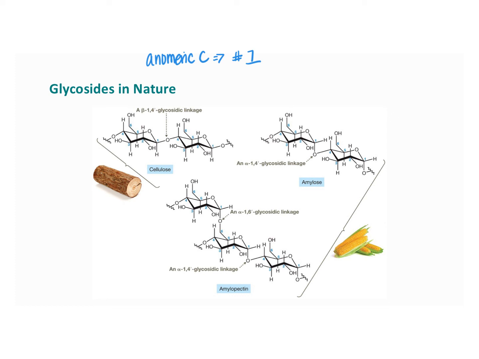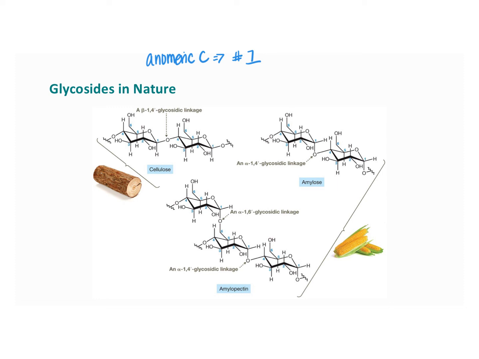Now, by contrast, amylose is a complex carbohydrate that makes up about 20% of starch, which, for example, is shown in corn, okay? And we see that the bonds here are alpha 1,4. So these are pointing down, glycosidic linkages. And then, of course, we can also have amylopectin, which is about 80% of starch. So 20% of starch is amylose, 80% is amylopectin. And what we see here is a combination of an alpha 1,4 glycosidic linkage and an alpha 1,6 glycosidic linkage.